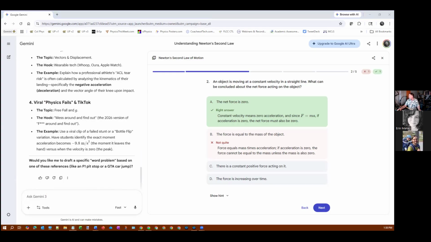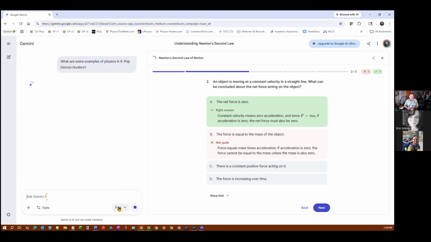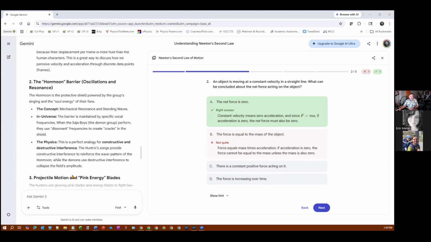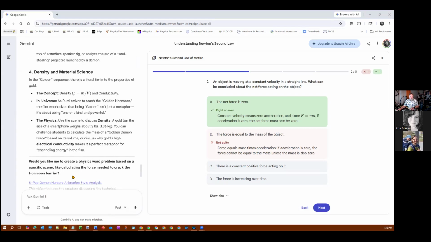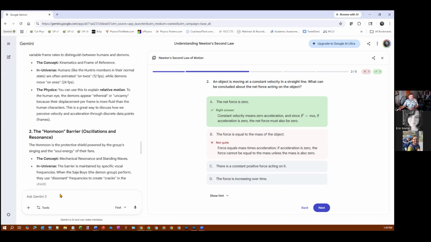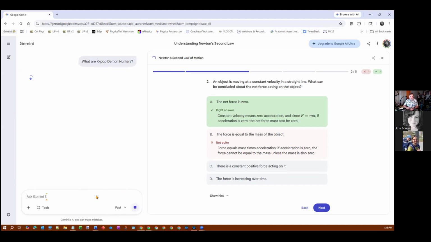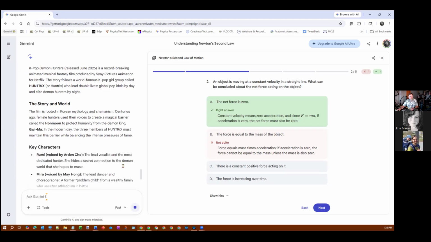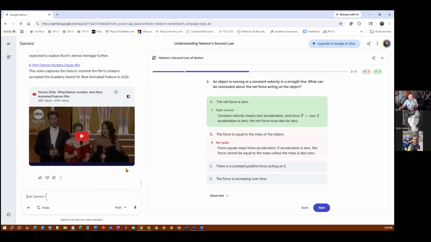I'm going to put one in. What are some examples of physics in K-pop Demon Hunters? And if you get something out of here that you are not sure about, the nice thing about AI is, every time I do this, I get a different set of responses that I could potentially use. And if you don't understand the cultural reference, you can always ask, what are the K-pop Demon Hunters? And it gives some information about that.